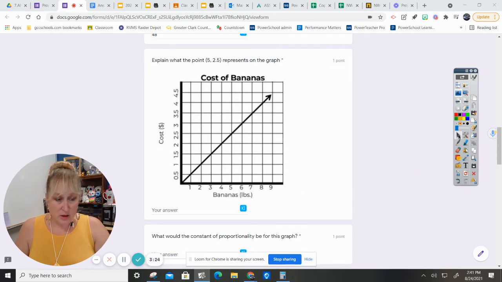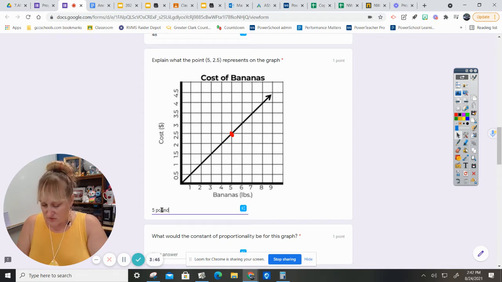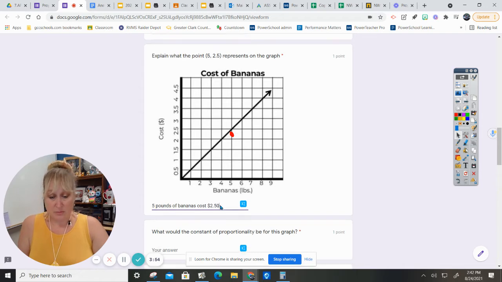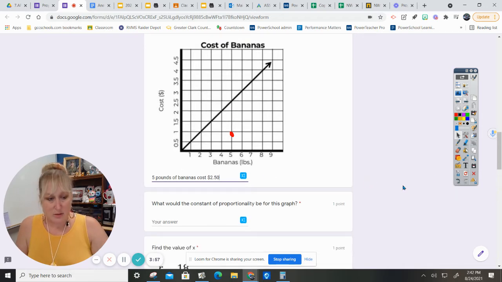Cost of bananas. So now we have, instead of a table, we have the graph. So explain what the point 5, 2.5 stands for. So 5, 2.5 is right there. That means 5 pounds of bananas cost $2.50. That's pretty easy. What would the constant of proportionality be for this graph?